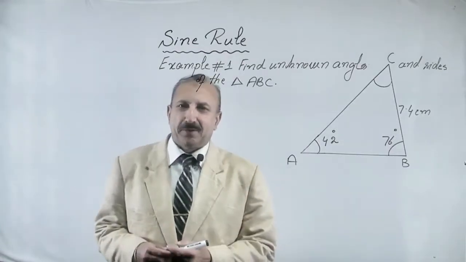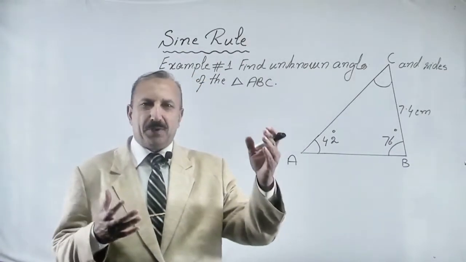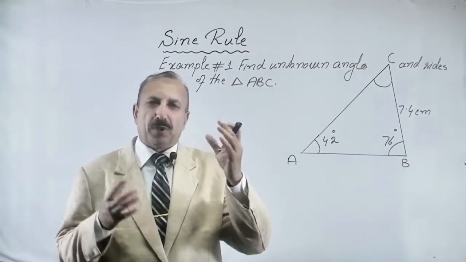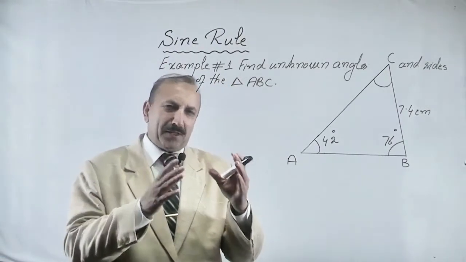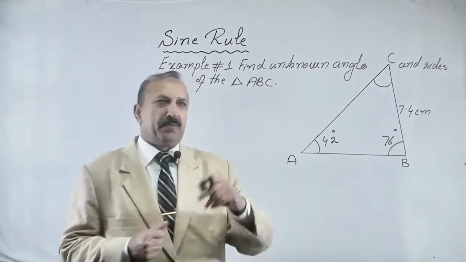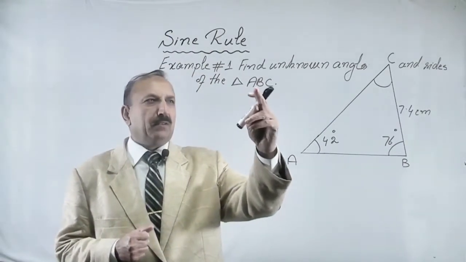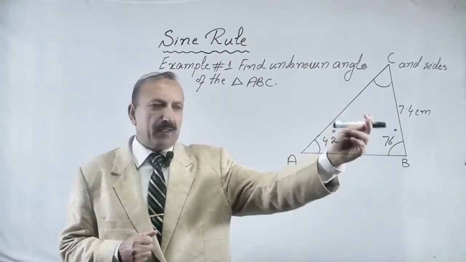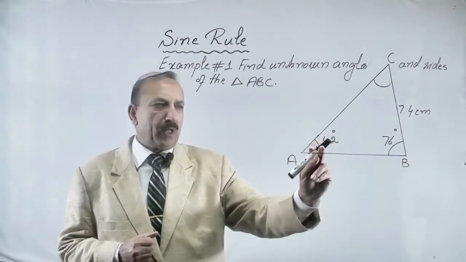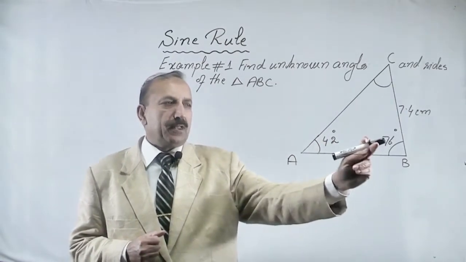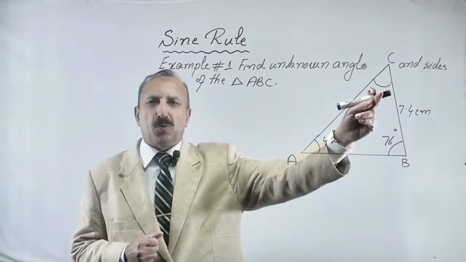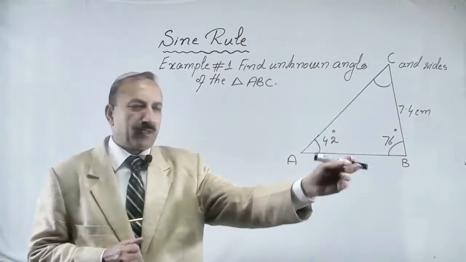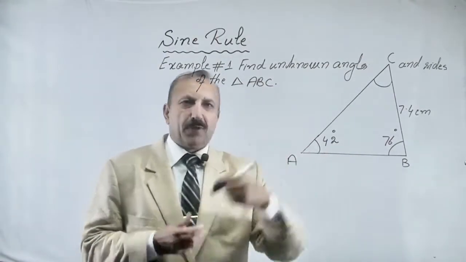Alright, my dear students, let's have some example to elaborate the concept of sine rule so we can understand what is the real use of sine rule in trigonometry. This is example number one. Find unknown angles and sides of this given triangle. You can see here we have two angles given, 42 at A, 76 at B. The third angle we are supposed to find, and one side is given, 7.4, and we are supposed to find the rest of two sides. Let's work for it.